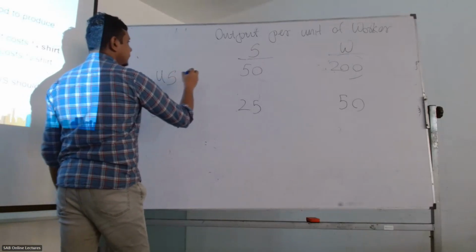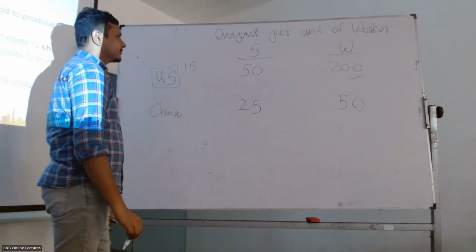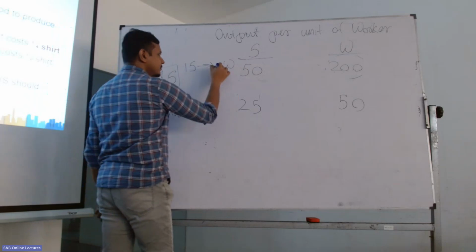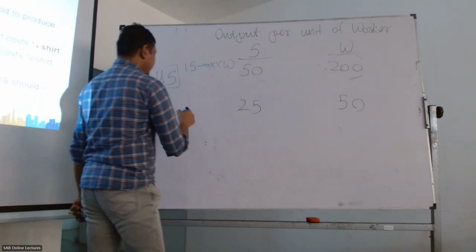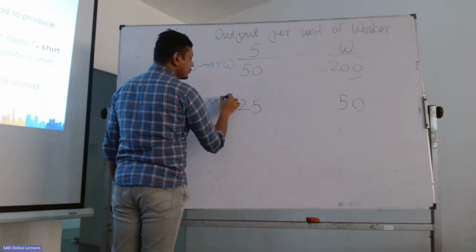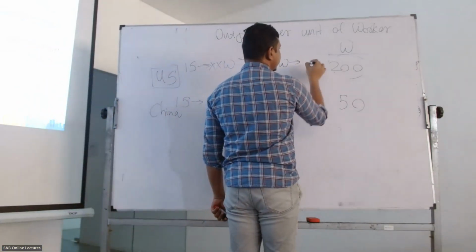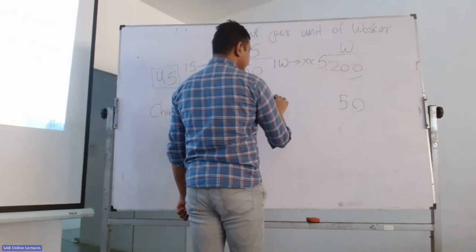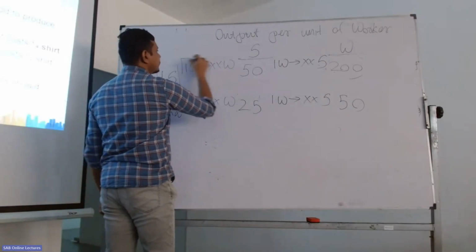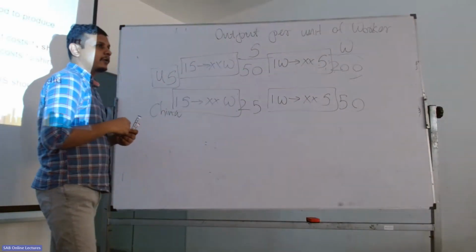Opportunity cost of producing one shirt in the US, in terms of bushels of wheat. And the opportunity cost of producing one shirt in China in terms of bushels of wheat. The opportunity cost of producing one bushel of wheat in terms of shirts. So these are the numbers we are going to find now. That is what we call the opportunity cost.